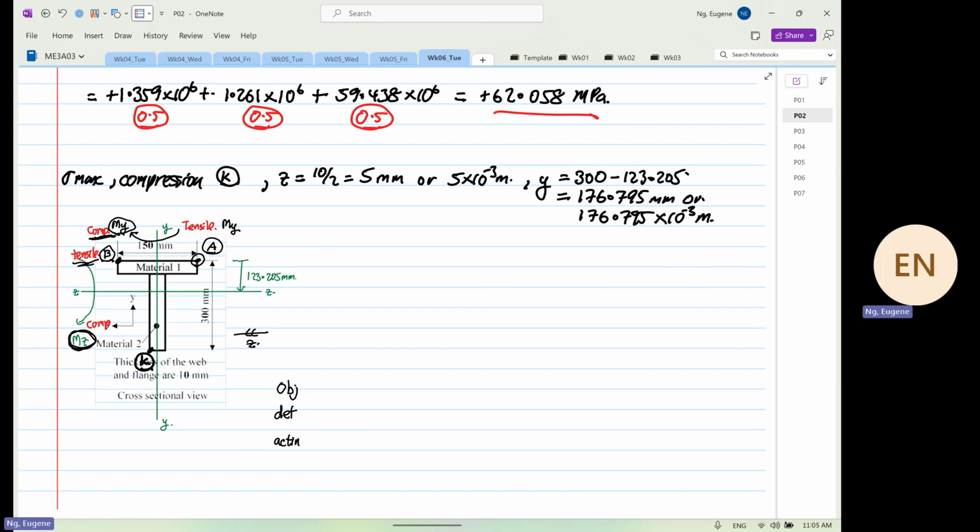The approach here is different because at point I and point K, the Y distance is not the same. Yes or no? When we were doing point A, point B, the values of the Y and Z are the same. So this one you have to be really, really careful. So this one, we will calculate stress X at point K. So this is still positive.